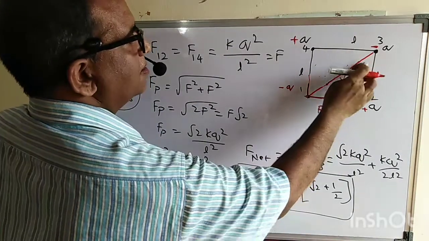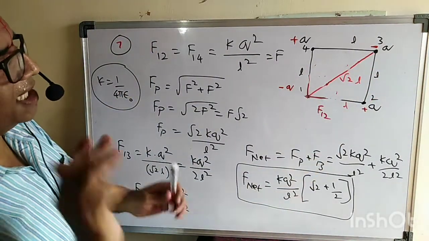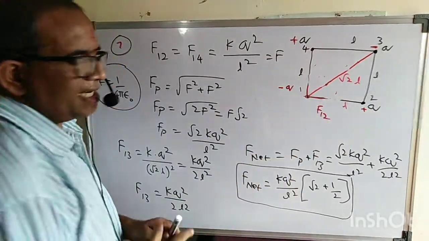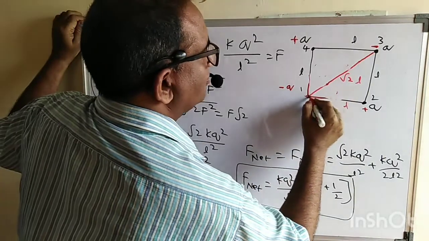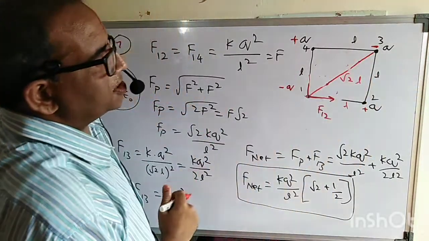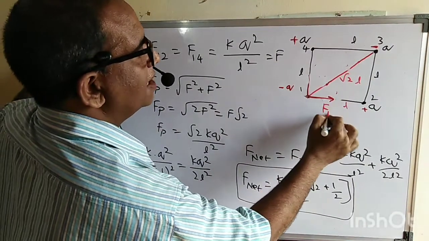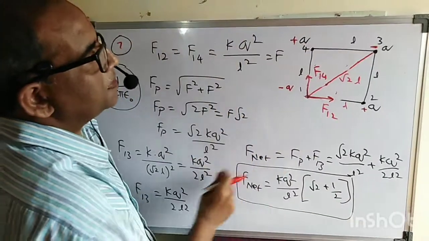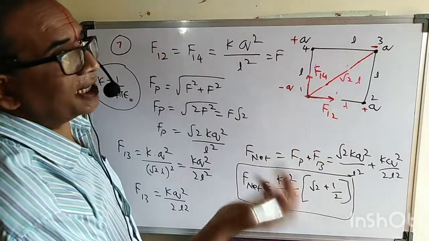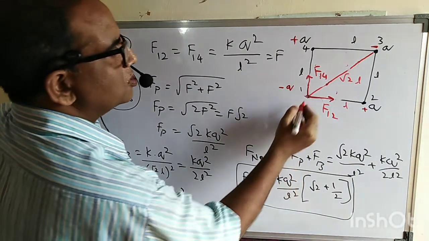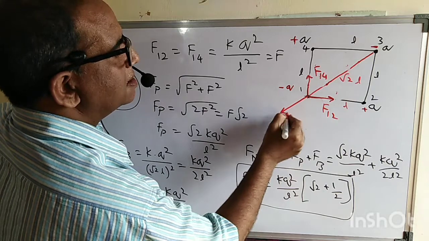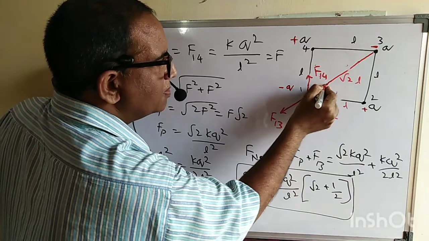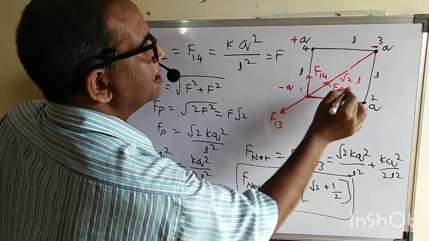Let us try once again. See carefully. This is negative, this is positive, this is negative, this is positive. Then tell me what is the direction of the force? F12 will be in this direction. F14 is in this direction. But if this is negative, are they repulsive or attractive? They are repulsive. So definitely F13 will be in this direction. And also in this direction we got FP, the resultant of these two.